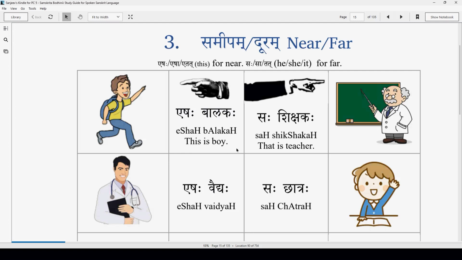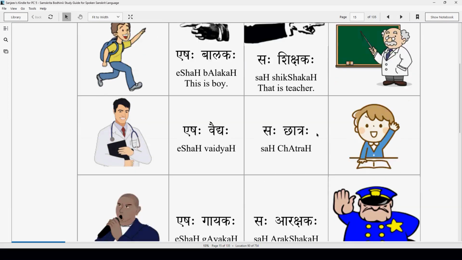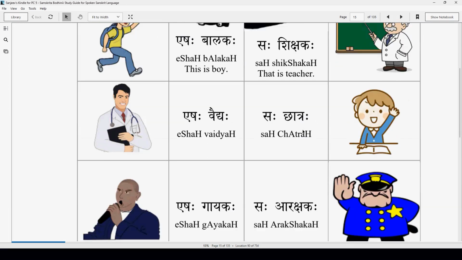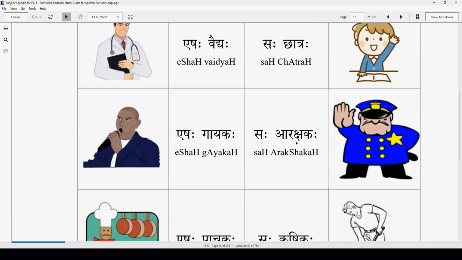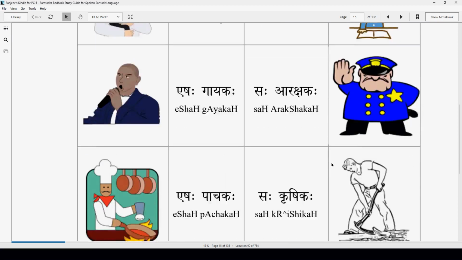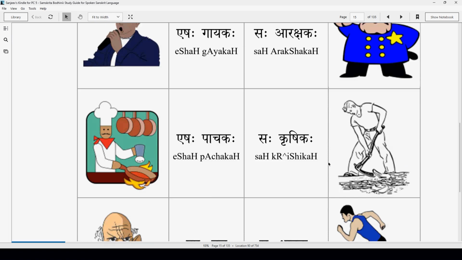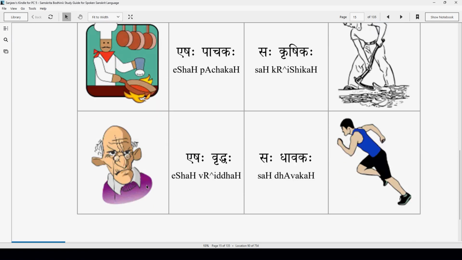So you see here, eshaha balaka saha shikshakaha, eshaha vaidyaha saha chhatraha. Chhatra means student, vaidya means doctor. Eshaha vaidyaha saha chhatraha. Saha arakshakaha, saha gayakaha. Singer, policeman, krishakaha, farmer, esha pachakaha, cook, esha vruddhaha, old man, saha dhavakaha, runner.